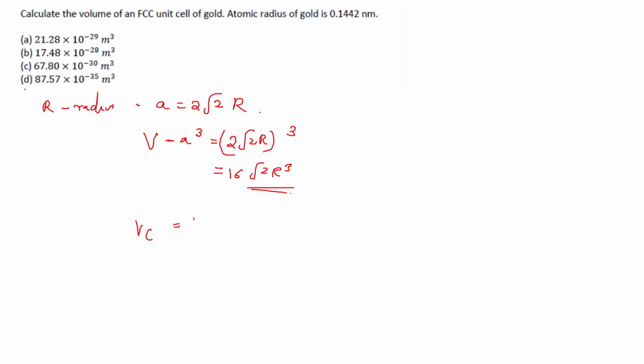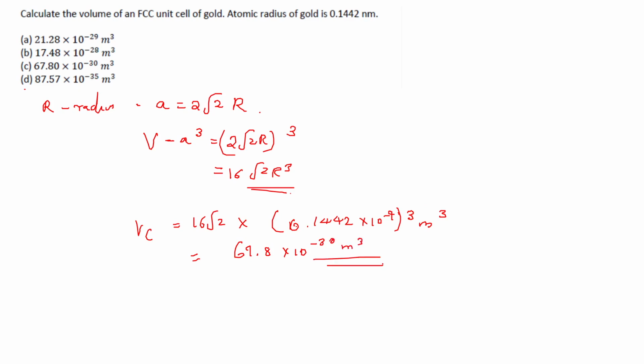So here the volume will be 16 root 2 into (0.1442 times 10 to the power minus 9) whole power 3 meter cube. So it will be 67.8 into 10 to the power minus 30 meter cube. That will be the answer, so option C will be the answer for it.